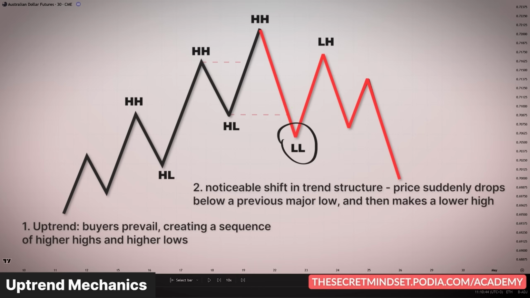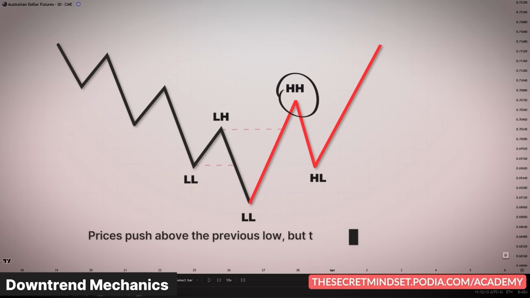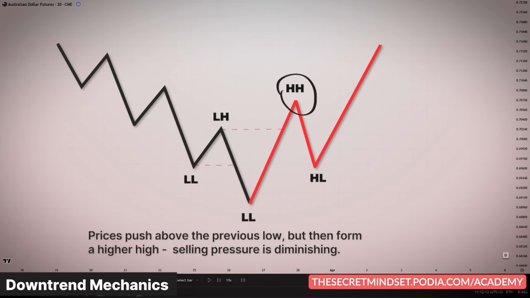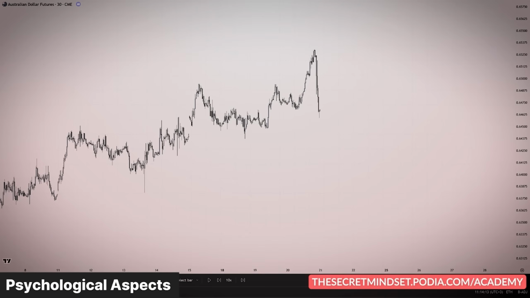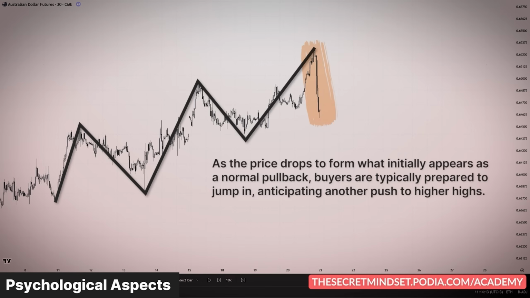This is the first clue that the prevailing buying pressure is weakening. The scenario is similar but reversed in a downtrend, when prices push above the previous low but then form a higher high. It indicates that the selling pressure is diminishing. Let's consider the psychological aspects driving this pattern. In an uptrend, as the price drops to form what initially appears as a normal pullback, buyers are typically prepared to jump in, anticipating another push to higher highs.